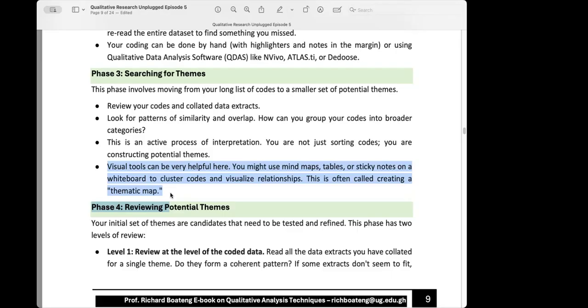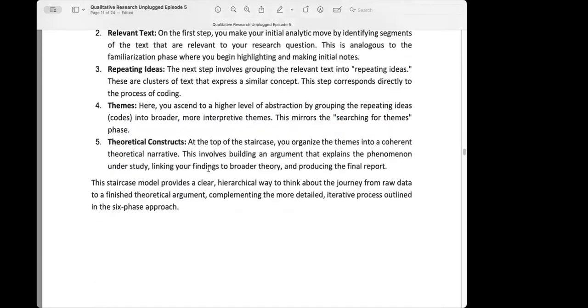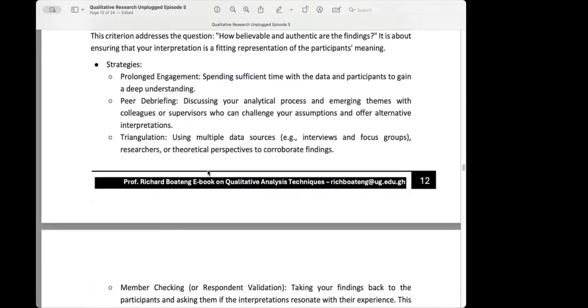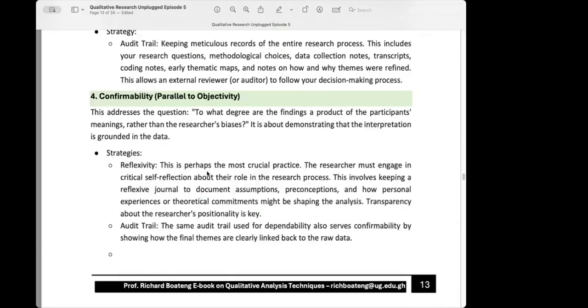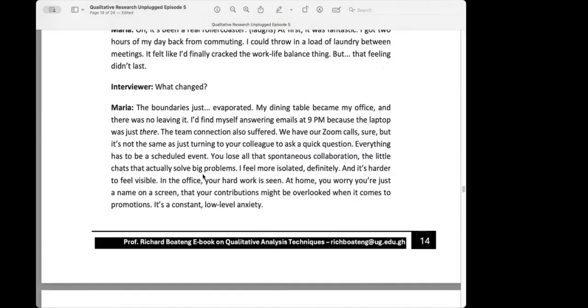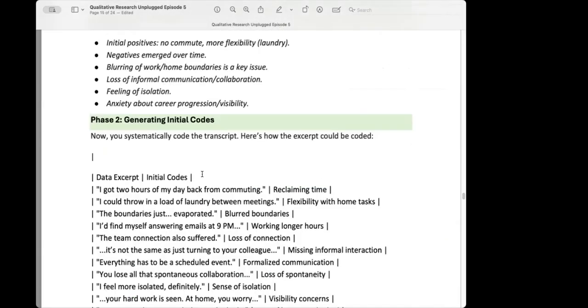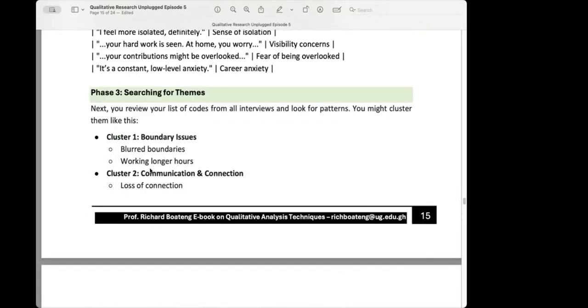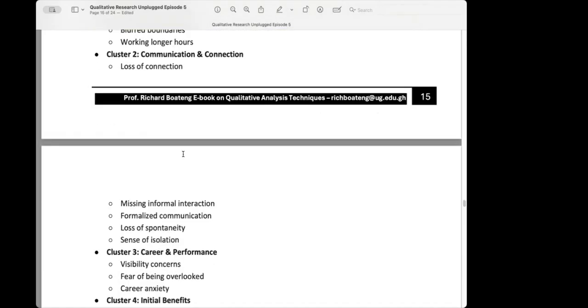Okay, let's see how this works for Maria's codes. Illustration. Building on Maria's numerous codes we generated, you'd start clustering them. For example, the codes blurred boundaries and working longer hours and difficulty switching off clearly belong together, don't they? They seem to form a potential boundary issues cluster. Yeah, they fit naturally. Right. Then codes like loss of connection, missing informal interaction, formalized communication, loss of spontaneity, and sense of isolation all seem to point towards issues with how people relate and communicate at work remotely.